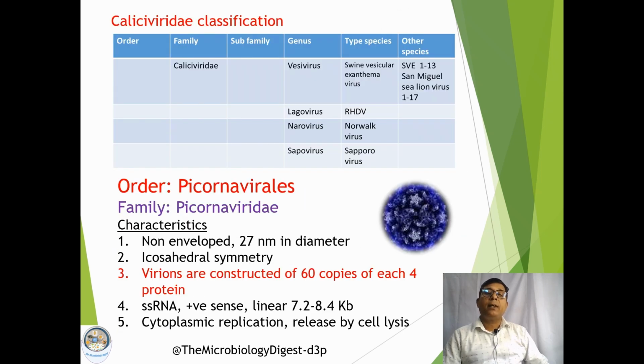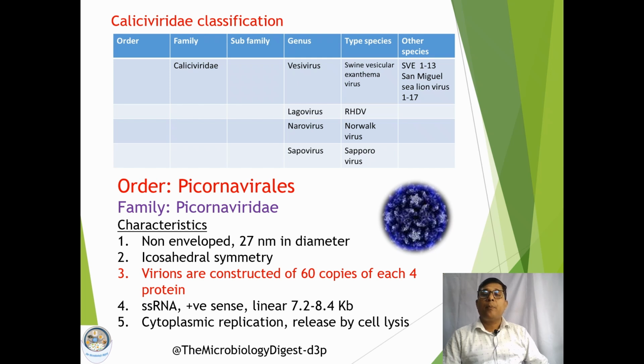Caliciviridae has been classified into 4 different genera. It does not have any subfamily or order. The 4 genera under Caliciviridae are Vesivirus, Lagovirus, Norovirus, and Sapovirus. And type species include swine vesicular exanthema virus for Vesivirus, rabbit hemorrhagic disease virus for Lagovirus, Norwalk virus for Norovirus, and Sapporo virus for Sapovirus. This is the classification for Caliciviridae.